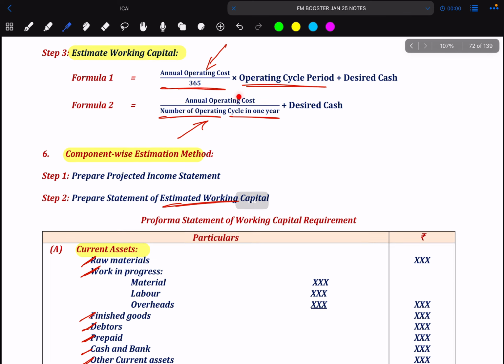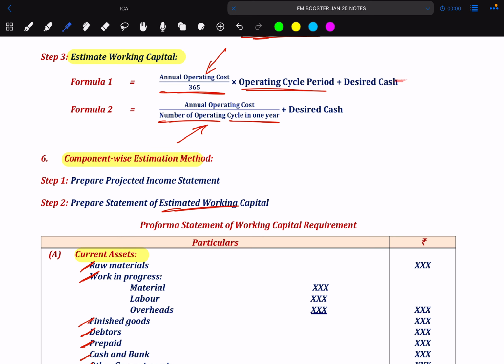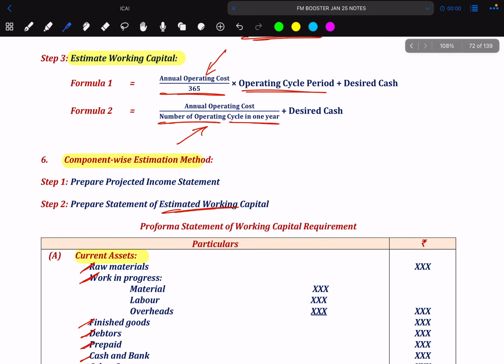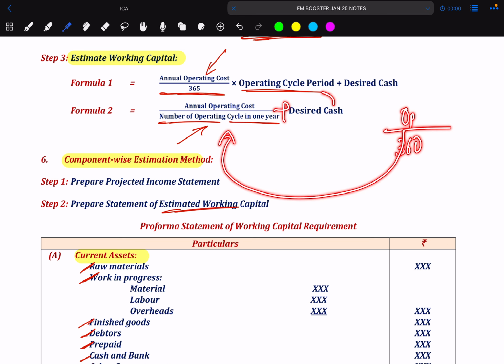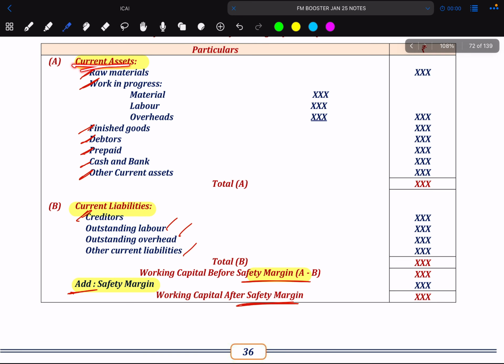And if you did not find it, it is annual operating cost divided by the number of operating cycles in a year. So this we found out by 360 divided by the operating period. Okay, this is this one plus desired cash if we have given, you'll get the estimated working capital. And the second one is component-wise. Here, simple thing, the current assets minus current liability.